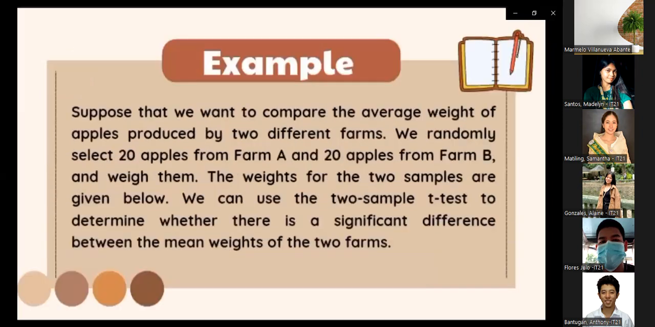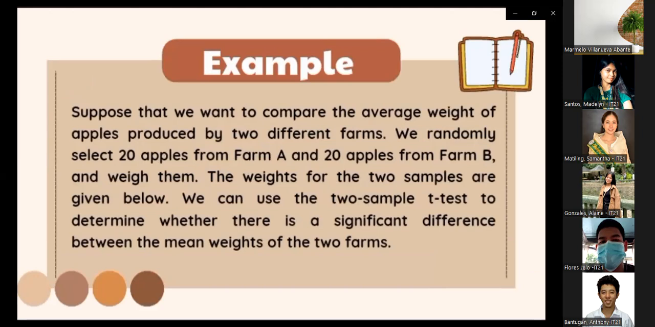For example, suppose that we want to compare the average weight of apples produced by two different farms. We randomly select 20 apples from farm A and 20 apples from farm B and weigh them. The weights of the two samples are given below. We can use the two-sample t-test to determine whether there is a significant difference between the mean weights of the two farms.